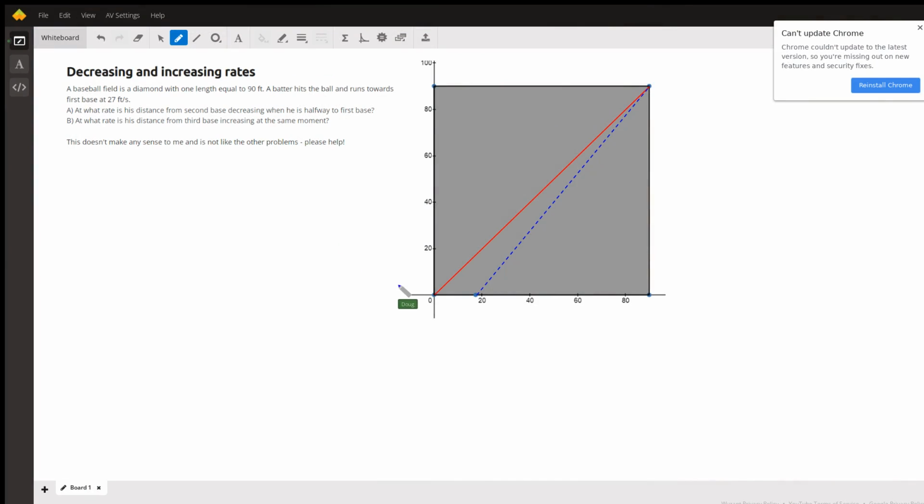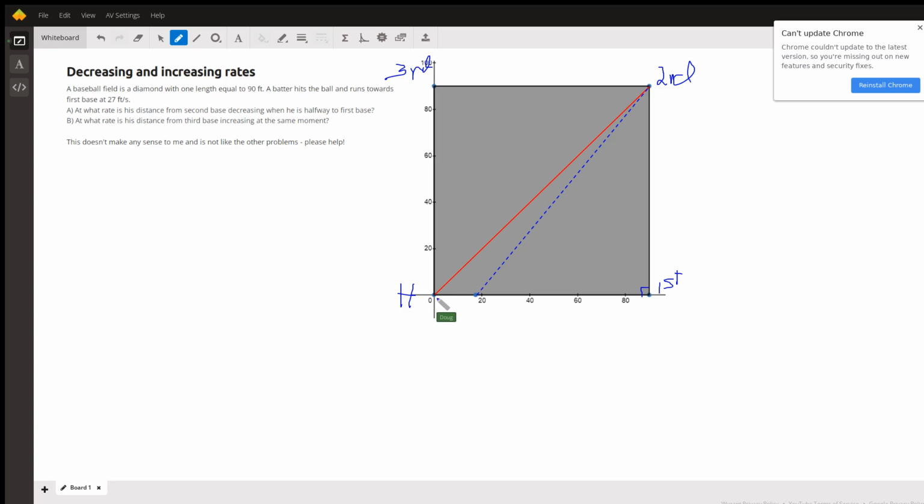Okay, here's home plate. Here's first base. It's 90 feet from home plate. These are right angles. Even though this is a diamond shape, it's really a square. Here's second base. Here's third base.